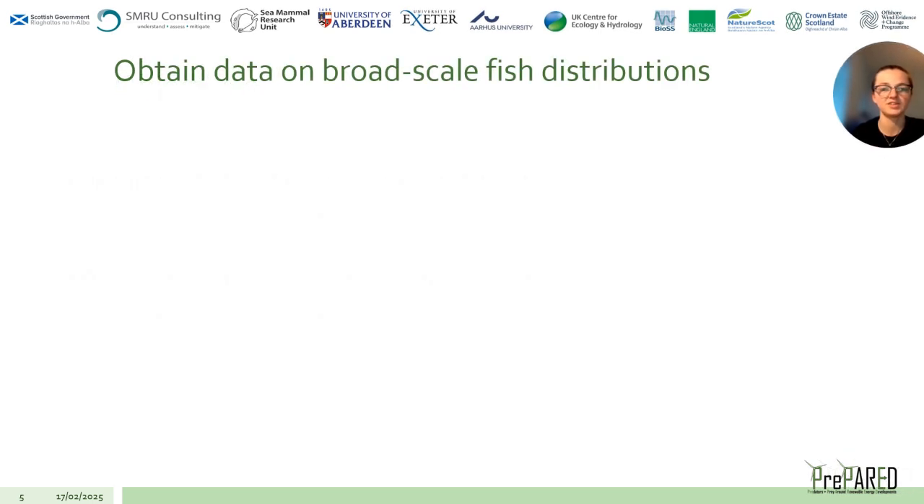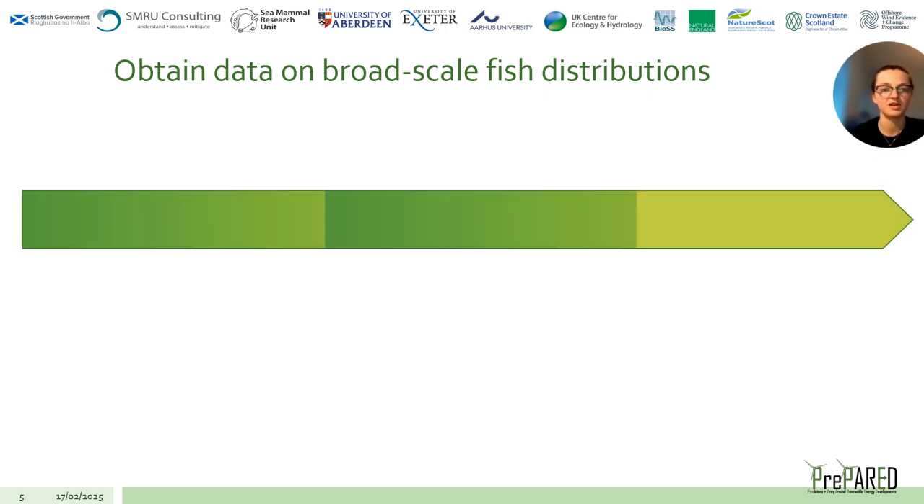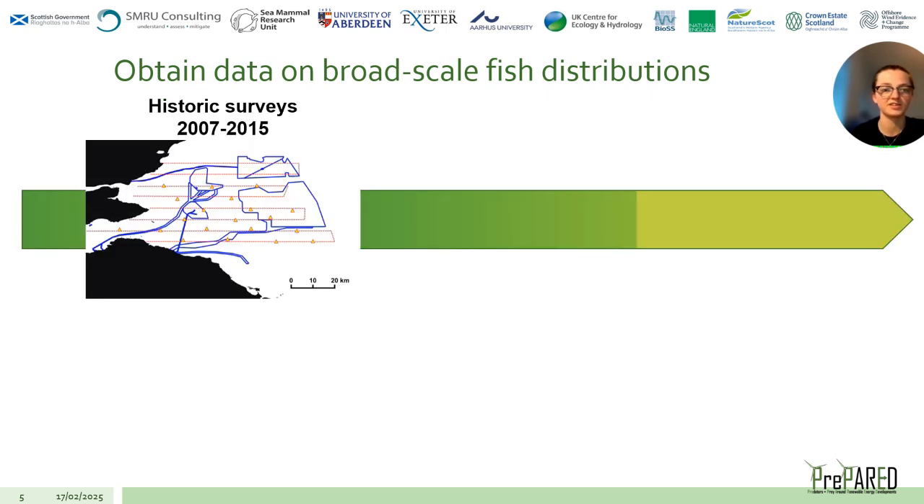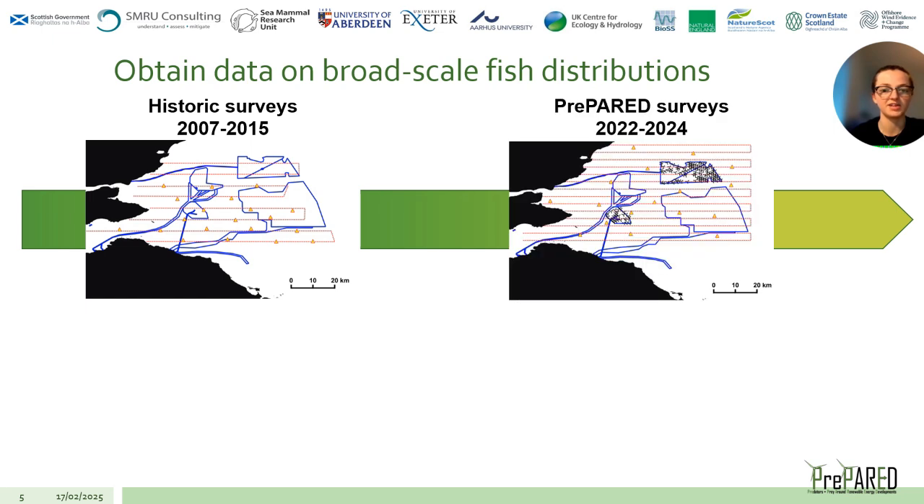So when it comes to the data that we have for broad-scale fish distributions, we have a pretty good time series. We have a number of years of historic surveys, and then we have the Prepared surveys. Starting in 2022, we've done 3. So in these, you can see the wind farm boundaries in blue. NNG and Sea Green are the only 2 with turbines in currently.